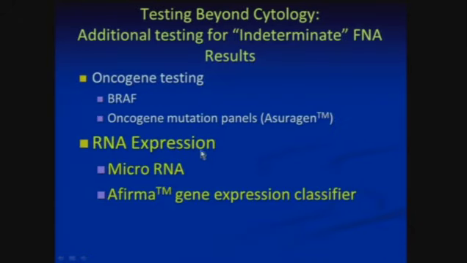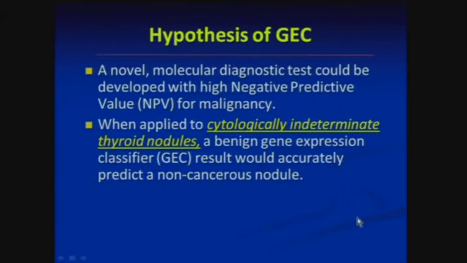We're going to switch gears and we're now going to talk about RNA expression tests. And this is a relatively novel technique, which is looking at the genes within thyroid nodule aspirates and looking at the genetic makeup of these particular nodules, what proteins are expressed by the mRNA within those particular nodules. And this was a very interesting way of looking at thyroid nodules. In essence, it was a test designed to have very high negative predictive value.